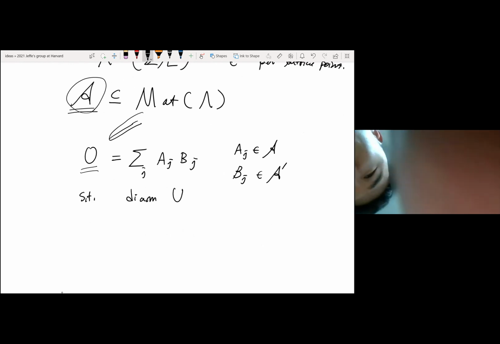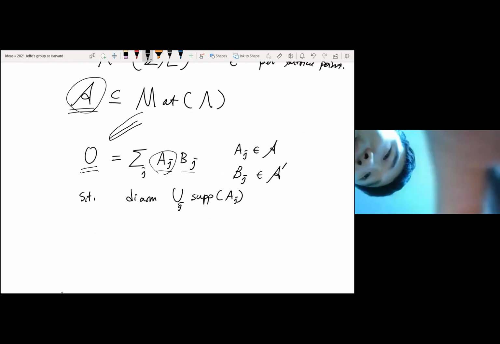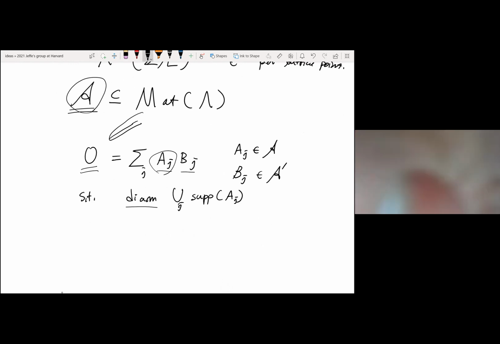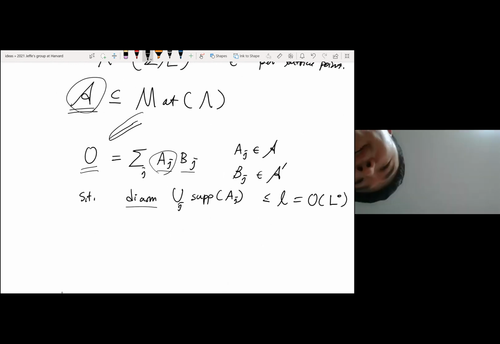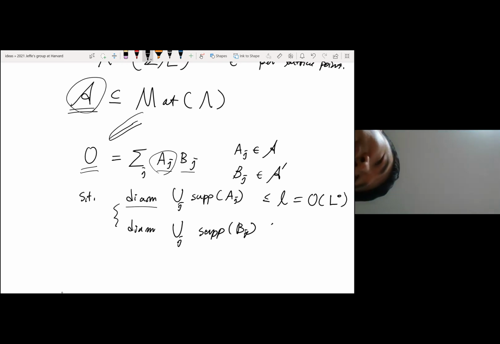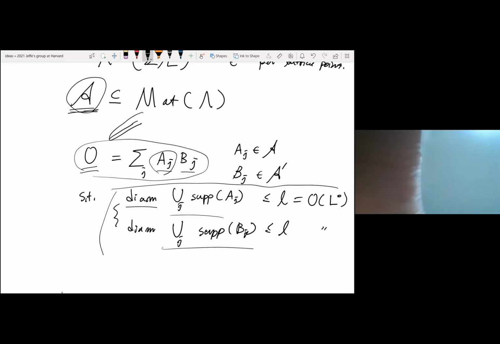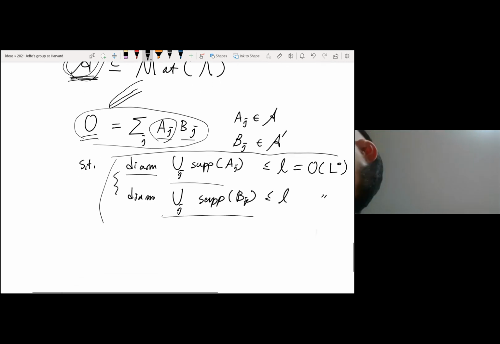There's a locality restriction. All of the operators appearing in this sum must be strictly local. So technically, what I demand is that if you collect all the A_j and take the union of the supports and take the diameter of that, then it must be upper bounded by some small constant that is independent of the system size. And similarly, the diameter of the union of supports of the B_j is upper bounded by the same. So this locality restriction makes it interesting. If it were not for this locality restriction, this condition is trivial. Whenever the subalgebra is simple, such a decomposition is always possible. But with this locality restriction, things are not that trivial.